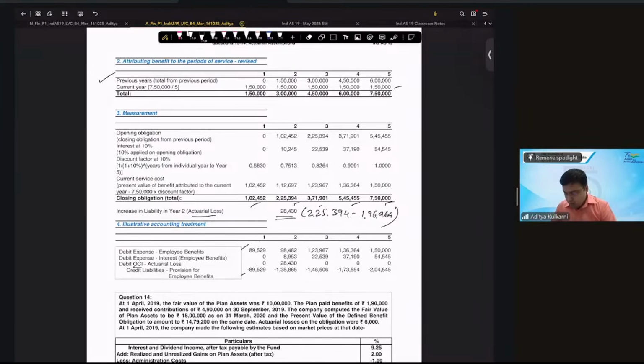So year one, old policy. Year two, old pattern, but I will do a catch up of 28,430. So credit liabilities 135,865. Are we able to follow? Year three onwards, the new plan will continue.